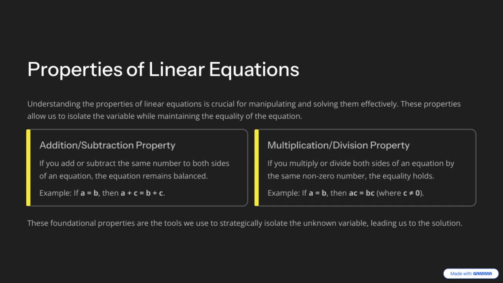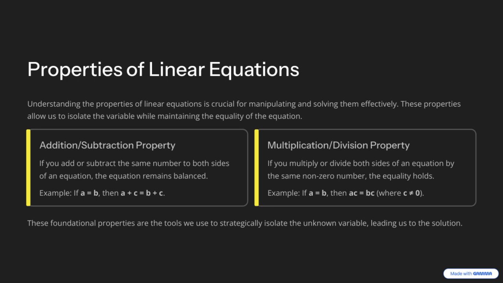These foundational properties are like our toolkit for solving equations. They help us strategically isolate the unknown variable, which ultimately leads us to the solution. For example, if we know that a equals b, then multiplying both sides by a number c, where c isn't 0, gives us ac equals bc. This is called the multiplication property. It's important to remember that as long as we multiply or divide both sides of an equation by the same non-zero number, the equality stays true. That's the core idea behind the multiplication and division property.